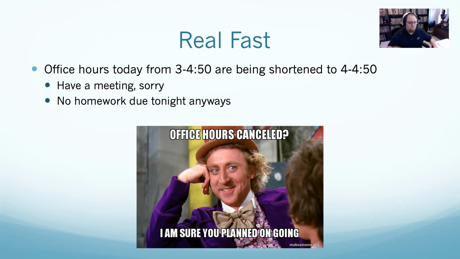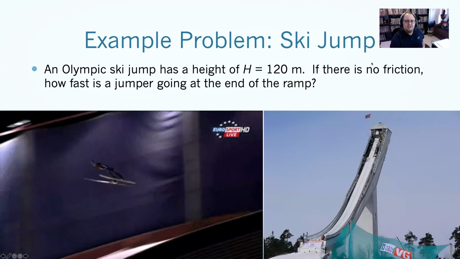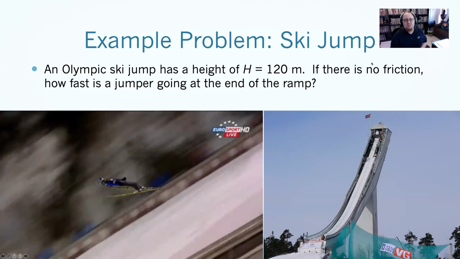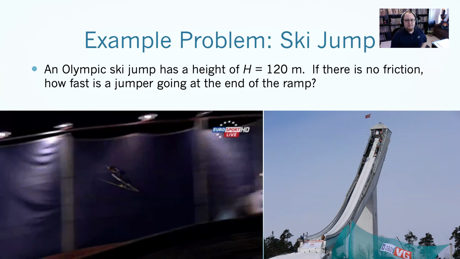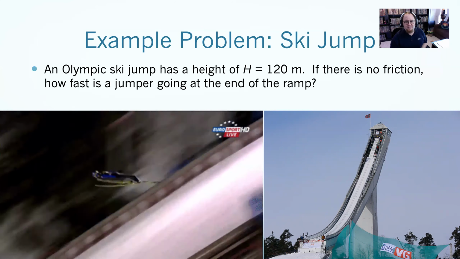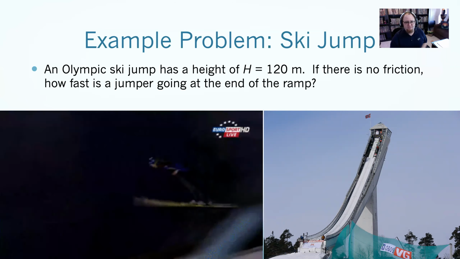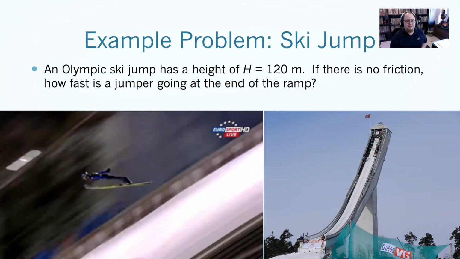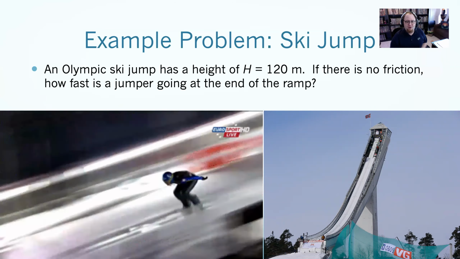But otherwise, I introduced the idea of conservation of energy, and then I introduced kinetic energy and potential energy, but I've yet to do a problem. So we're going to jump right in with an example problem. My example problem is about ski jumping. An Olympic ski jump has a height of 120 meters. Assuming no friction, how fast is a jumper going when they go off the end of the ramp?